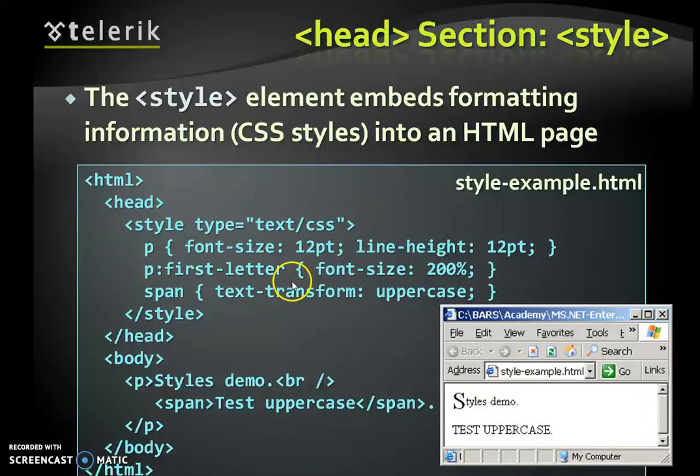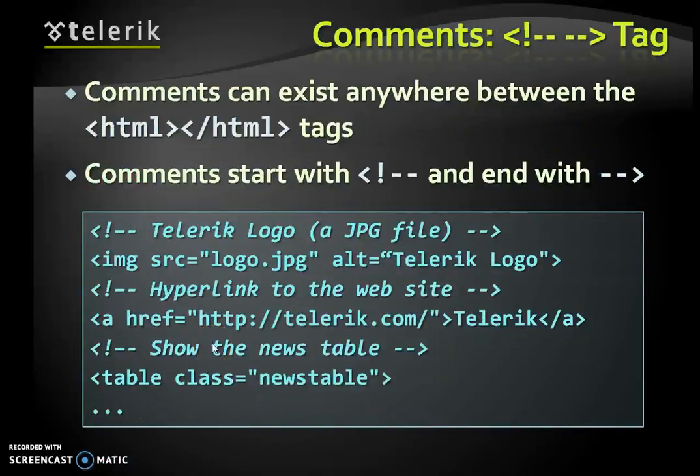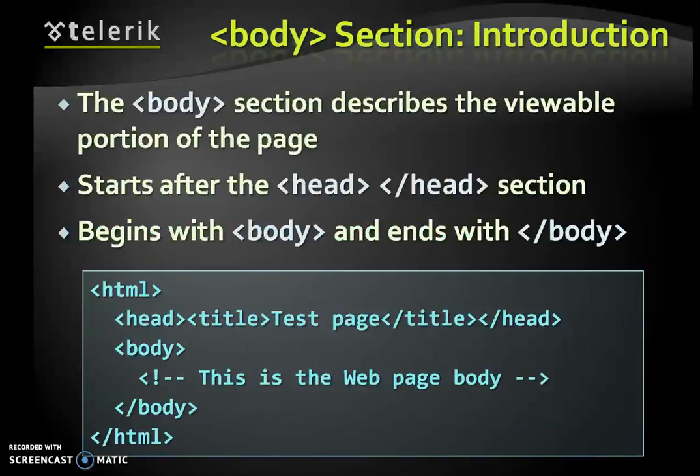This is an example of the style tag. We provide here type equal to double quotation text/css, and that is a part of CSS code. Comments can exist anywhere between the HTML opening and HTML closing tags. Comments start with less than, exclamation, hyphen, hyphen and end with hyphen, hyphen, greater than. This part will not be executed by the browser.